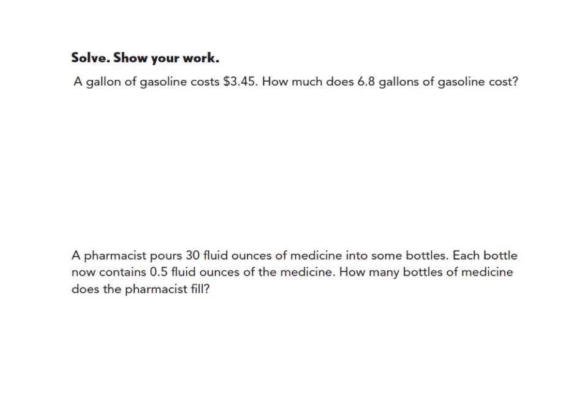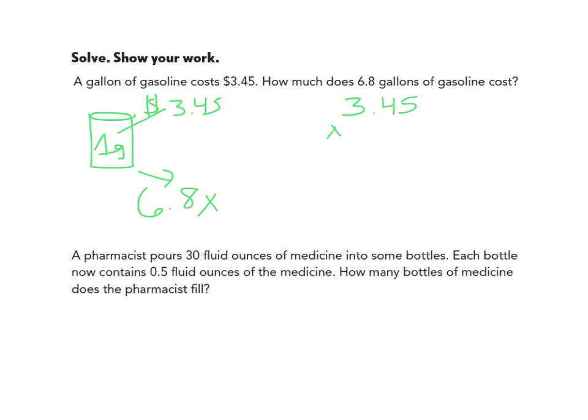For the first one, a single gallon of gasoline is $3.45. But they don't want 1. They want this 6.8 times. So that means I need to take $3.45 and multiply it by 6.8 gallons. Because I know what 1 is, I need to know what 8 is. So when I look at this, I see that I have 3 decimal places here. It's going to have to be 3 in my answer.